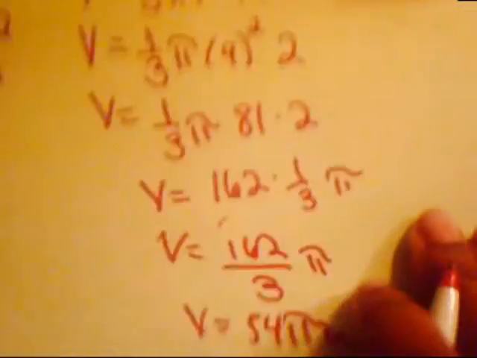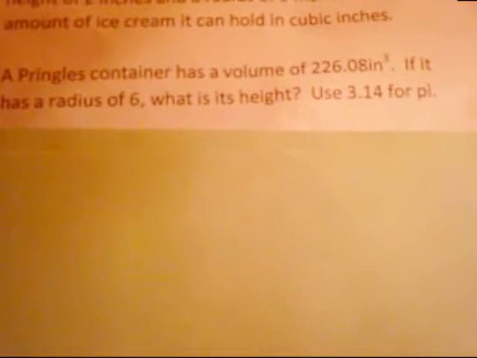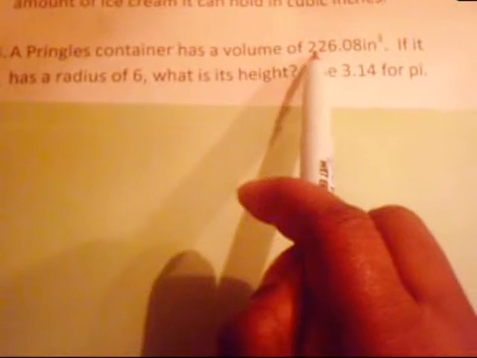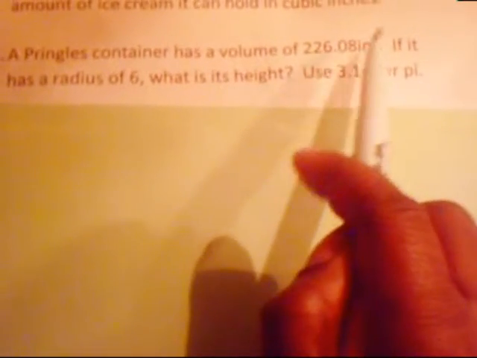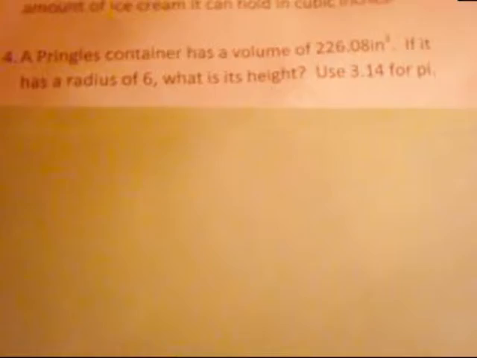Okay? Number 4, guys, I like number 4. I made number 4 up because number 4 is one of those problems where they try to trick you. They give you some information that you really need, but you're not looking for the volume this time. What is the problem telling you you're looking for? The height. It says a Pringles container has a volume of 226.08 cubic inches. If it has a radius of 6, what is its height? Use 3.14 for pi, and I'm sure, guys, that's not the first time that you've heard that. So this time we were actually looking for not V, but h in our formula.